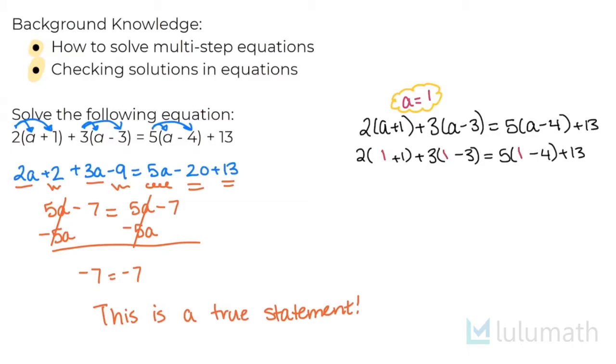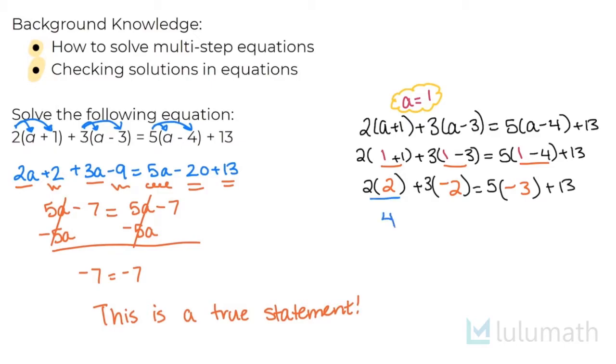Now I'm going to follow order of operations to evaluate each side of my equation. On the left side, I've got parentheses or brackets. So 1 plus 1 is 2, and then 1 minus 3 is negative 2. And then I'm just going to copy the rest of this down. So this is 2 times 2 plus 3 times negative 2. Now on the right side of my equation, I have 1 minus 4, which is negative 3. Copy down the 5, and then we get plus 13 here. So now I'm going to do my multiplication.